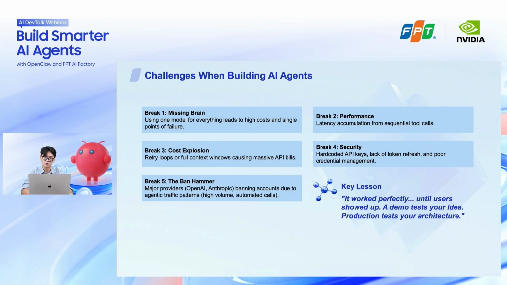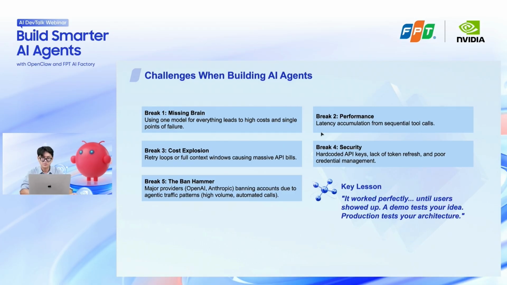So let me walk you through the 5 cracks. I'll call them the 5 breaks. The first one, break 1, the missing brain. Your agent calls one model for everything: summarization, classification, reasoning, creative thinking, all hitting the same frontier model at the same price. So your summarization would end up costing 50 times more than it should. And when that one endpoint hiccups, your whole agent is down.